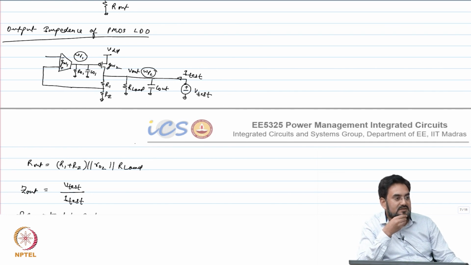Increases in what case? Like making the output pole dominant? No, that won't increase, that will decrease. Output pole dominant by increasing the capacitance.